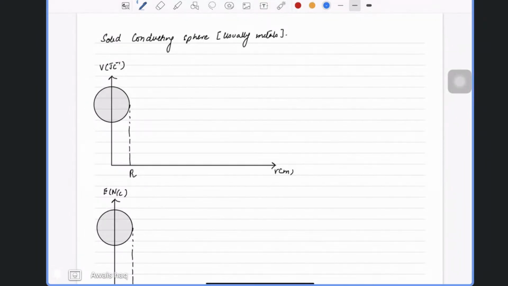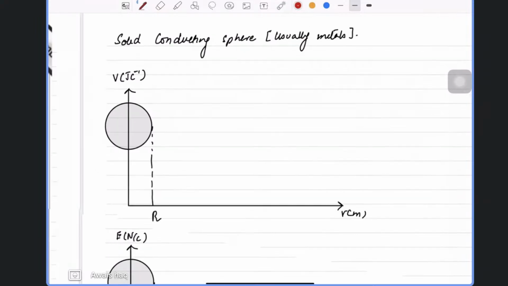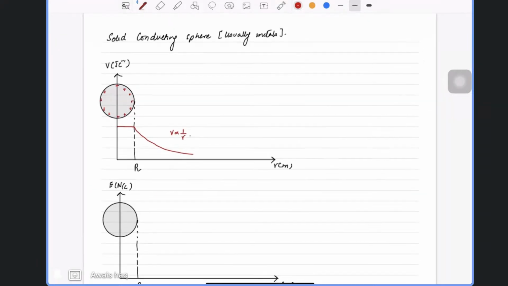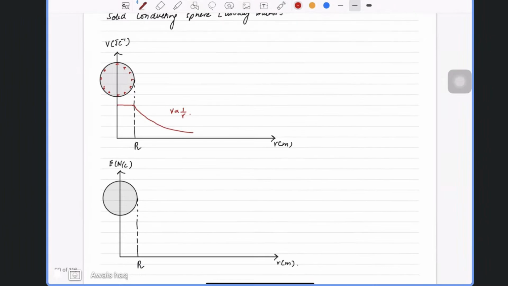So what you need to understand, like I said, is the potential when you're looking at solid conducting spheres, which are metals, because the charges can freely move. So basically the charges gather around the whole thing like this, right? Within that solid sphere, you just need to remember that the potential stays constant, and then outside it decreases with V proportional to 1 upon R, like that. So when you've drawn this, you can draw the other graph as well.